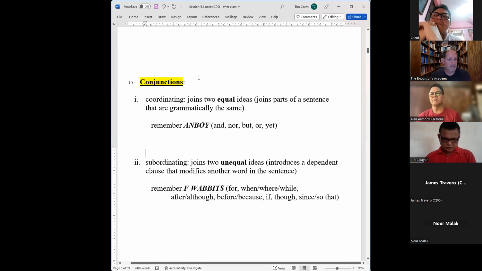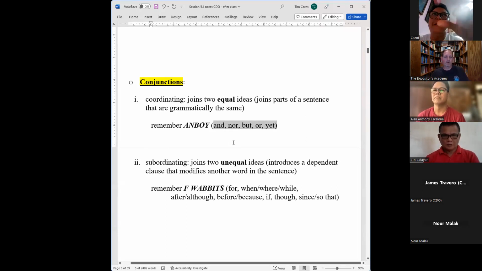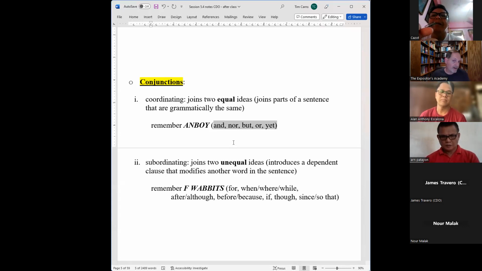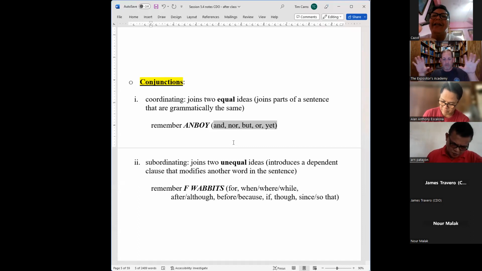They join two parts of a sentence that are grammatically the same, and that can be two words, two phrases, two clauses. The coordinating conjunctions are essentially just these five: and, nor, but, or, yet. I've told you to memorize those because there's only five and they're the most common. If you see those, you know right away, okay, it's a coordinating conjunction. So it's going to connect two things that are equal in the sentence, two things that are grammatically the same, either two clauses, two phrases, two prepositions, two participles, two prepositional phrases.